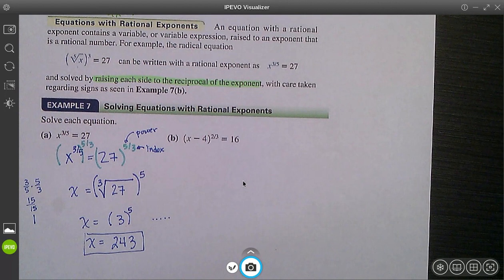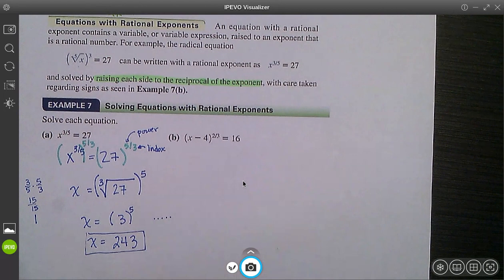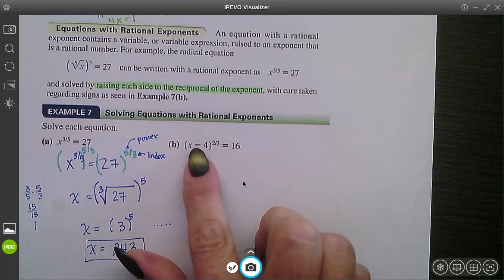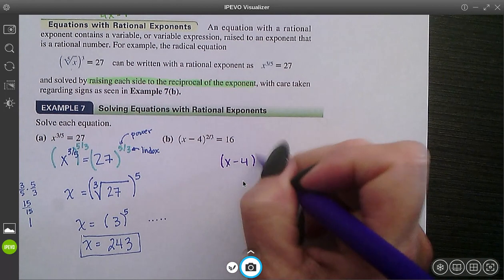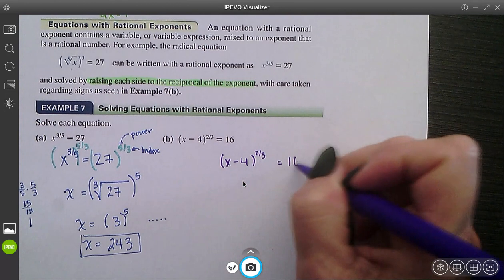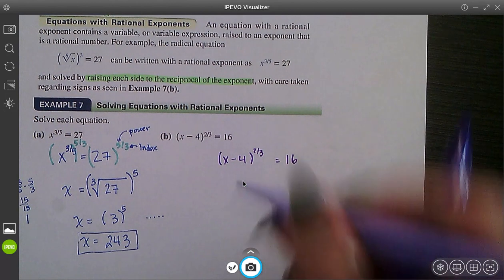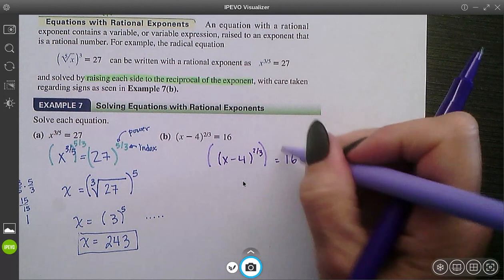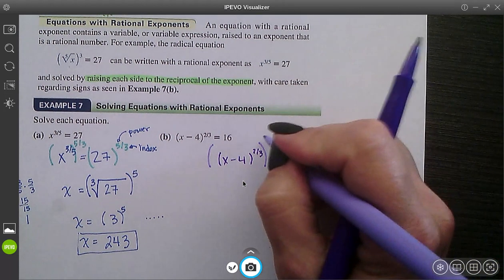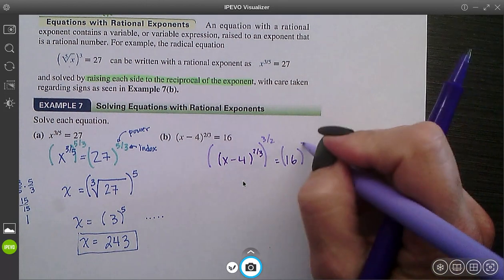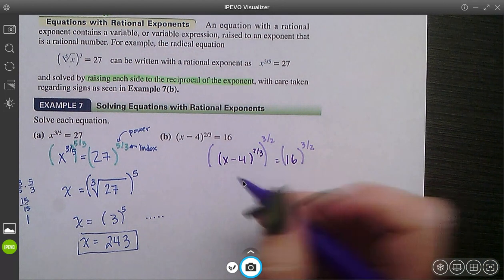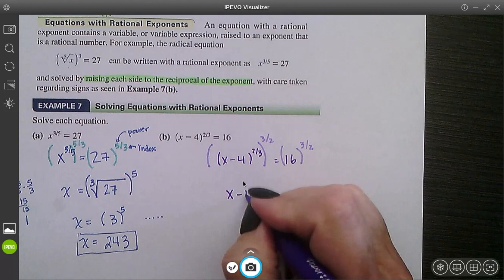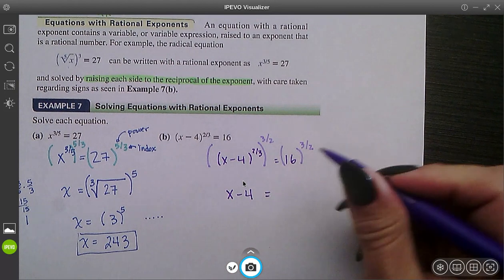Okay, let's see why we have to be careful with signs on this one. I'm intrigued. I have a rational exponent here. So I'm going to take x minus 4 to the 2/3 equals 16. I'm going to raise both sides to the reciprocal power, so 3/2, which gives me the 3/2 power and the 2/3 power cancel out and leave me x minus 4 equals.